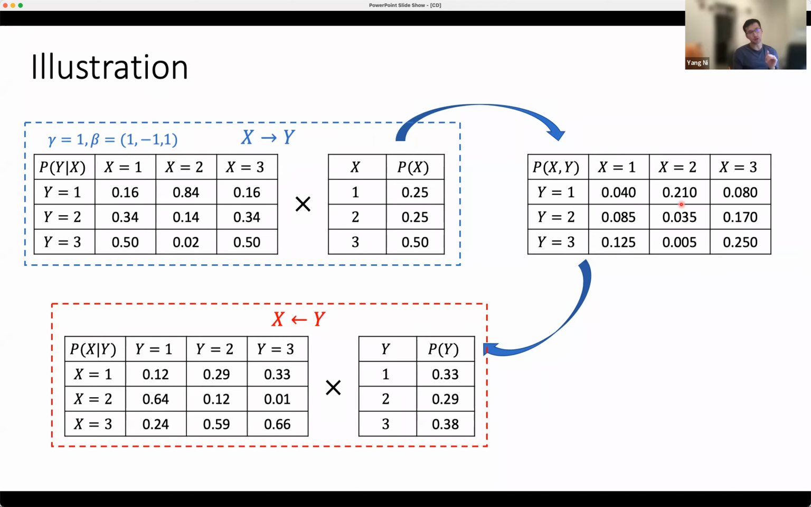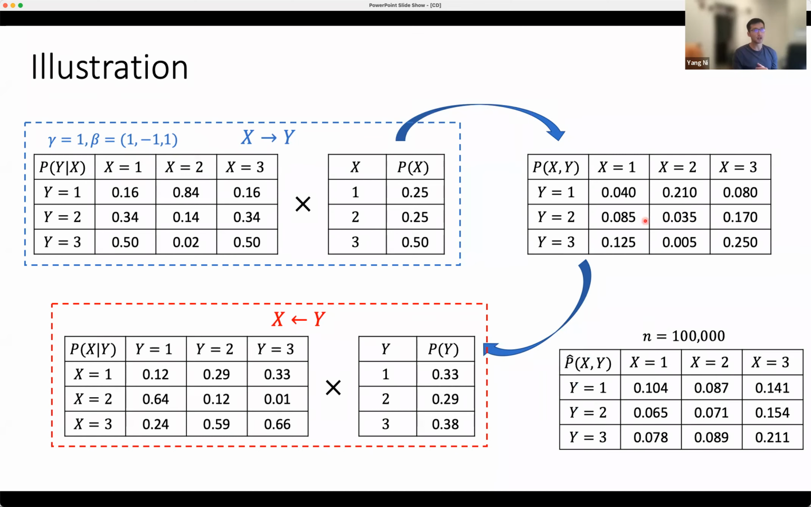So indeed, you can verify this by a very simple simulation. In fact, if I generate data from this joint probability table, I generate 100,000 samples, which is a pretty large sample size for this two-dimensional problem. And you try to fit this red model to this data set. Even with this large sample size, you still have a substantial bias compared to the truth.